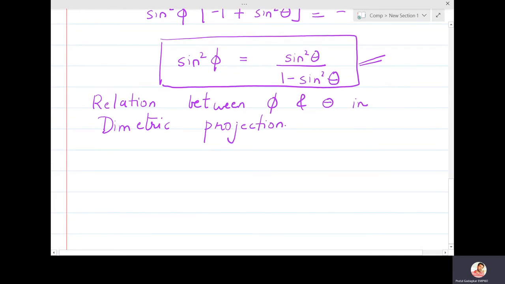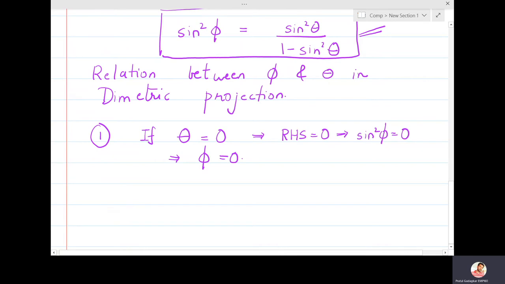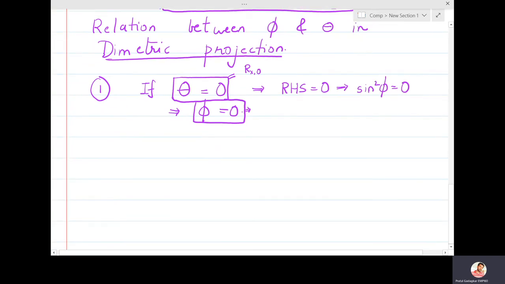Now look carefully at this particular relation. Let me take a simple case. What will happen if theta is equal to 0? If theta is equal to 0, the right hand side will be 0, and therefore the left hand side is also 0. This means sine square phi will also be equal to 0, and eventually this will mean that phi is also equal to 0. So what is the use of this result? This result says that if the rotation about the x-axis, which was theta, is 0, then the rotation about the y-axis will also be equal to 0, in dimetric projections. So if the object is rotated about the x-axis by 0 degrees, then you can say with certainty that the object is also rotated by 0 degrees about the y-axis, which means there is no rotation. In that case it is actually a trivial transformation.